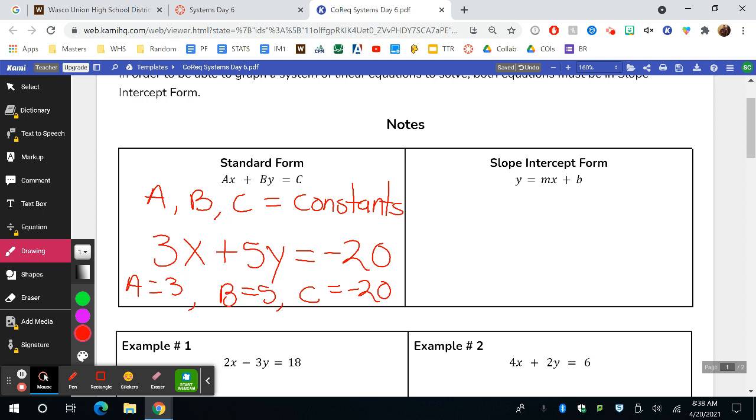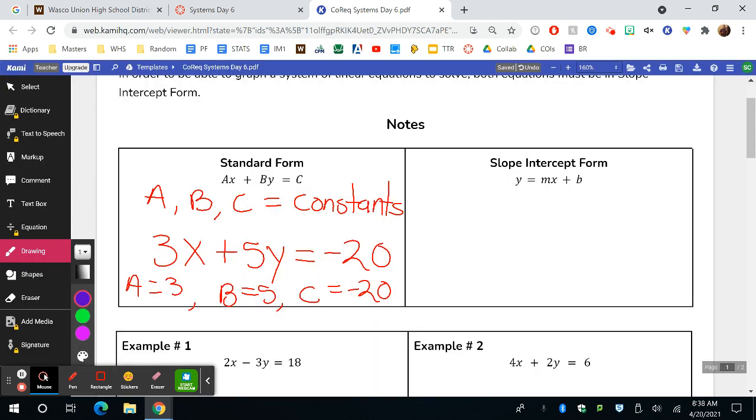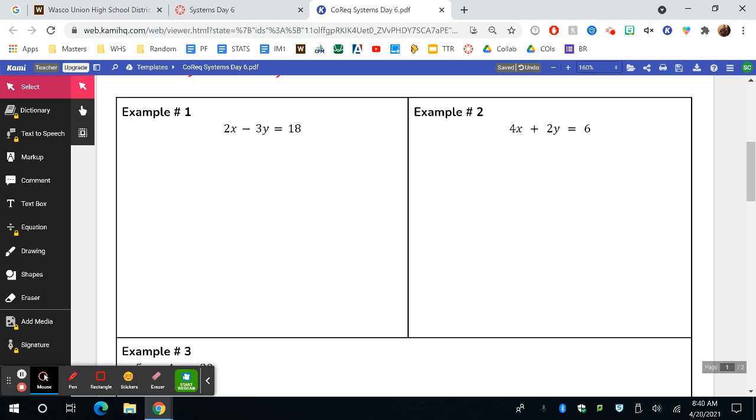Okay, whereas on this other one we have the slope-intercept form, which is y is equal to mx plus b. We've talked about this one. The m represents the slope, which is usually the change in y over the change in x. And b is the y-intercept. Okay, let's look at this example.